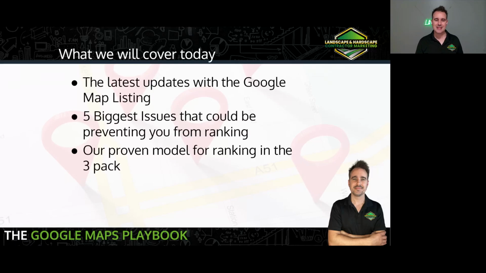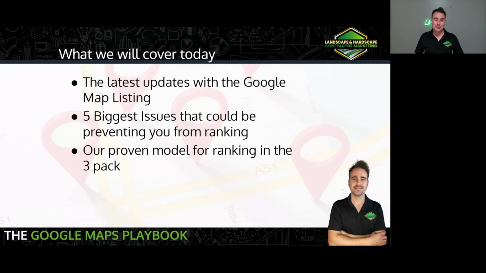Now, a key thing we're going to go through today is that Google is always updating things. Algorithms change, the interface changes, that adjusts over time. The way things get ranked has changed differently over the past year, a lot more with AI search. That changes how a Google search looks. So we're going to be diving into those latest updates in terms of the Google Map listing.